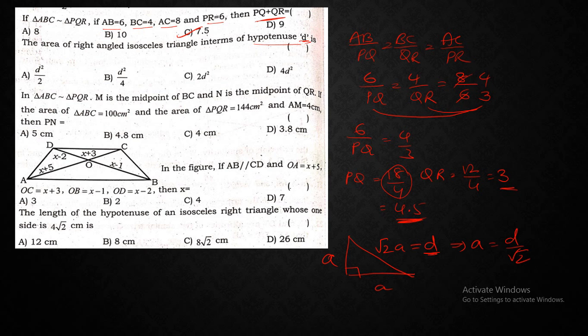Now what is he asking? Area of right angle isosceles triangle. So what is the area of this triangle? Half into base into height. So base is A, height is A. So half into A square, which is nothing but given by half into A square.